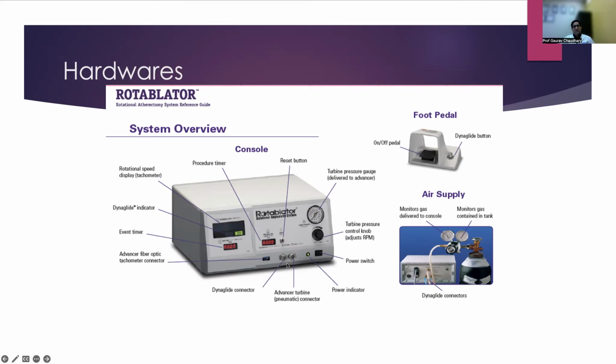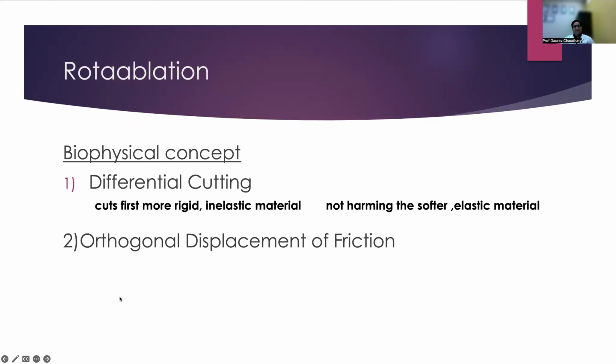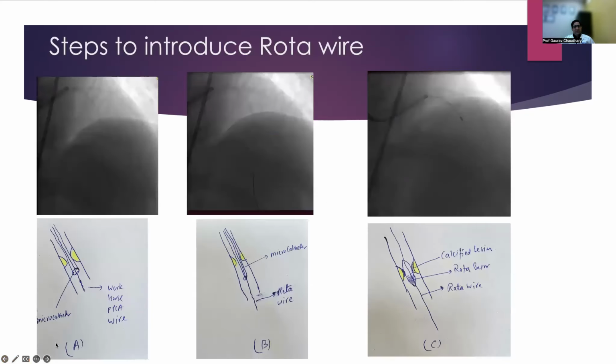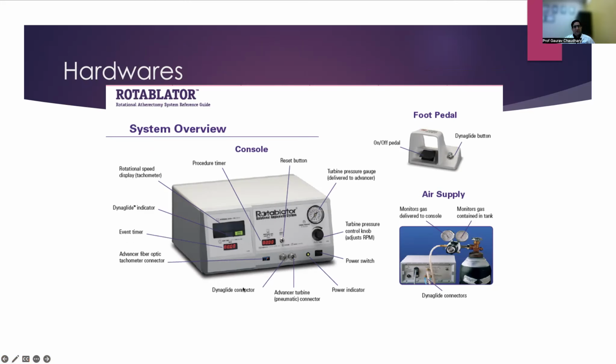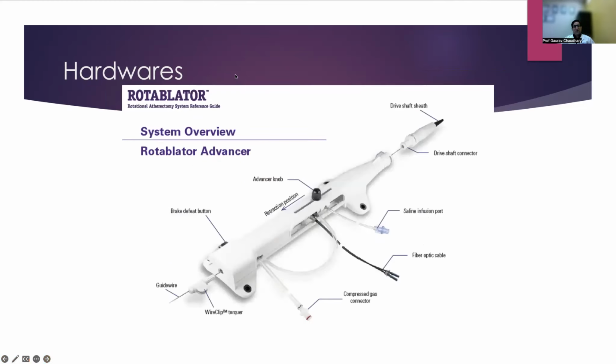And this is the place where the air turbine, or the pneumatic connector, is connected. This is also a place where we see the speed of the burr. The rotor speed, the burr speed, can be seen on the display, which is called a tachometer, and the fiber optic cable is connected from this advancer to this console. So this is how a rotablator advancer looks like. It is a conventional rotablation advancer.